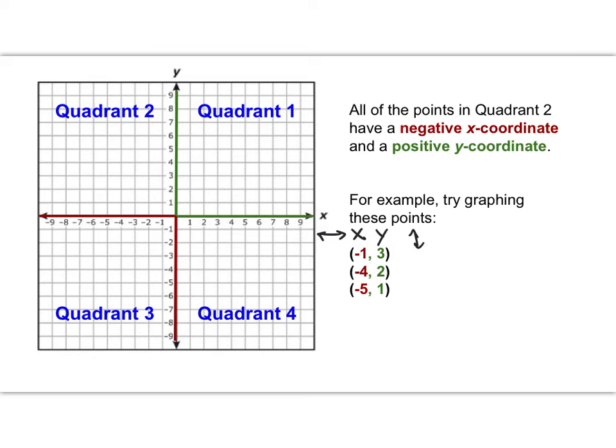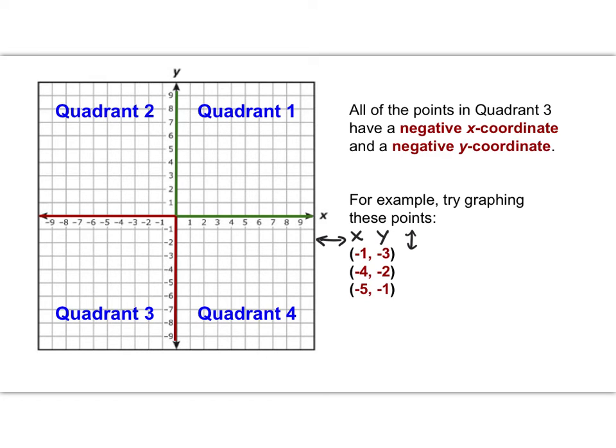So to graph (-1, 3), I want to start at the origin, go 1 left, and up 3. That's (-1, 3). To graph (-4, 2), I want to go 4 to the left and 2 up. And to graph (-5, 1), I need to go 5 to the left and 1 up. So all of our values in Quadrant 2 will have a negative x-coordinate and a positive y-coordinate. Now we're looking at Quadrant 3. In Quadrant 3, both the x-coordinate and the y-coordinate are negative. Let me go ahead and label my x-coordinates and y-coordinates, remembering that x is horizontal and y is vertical.